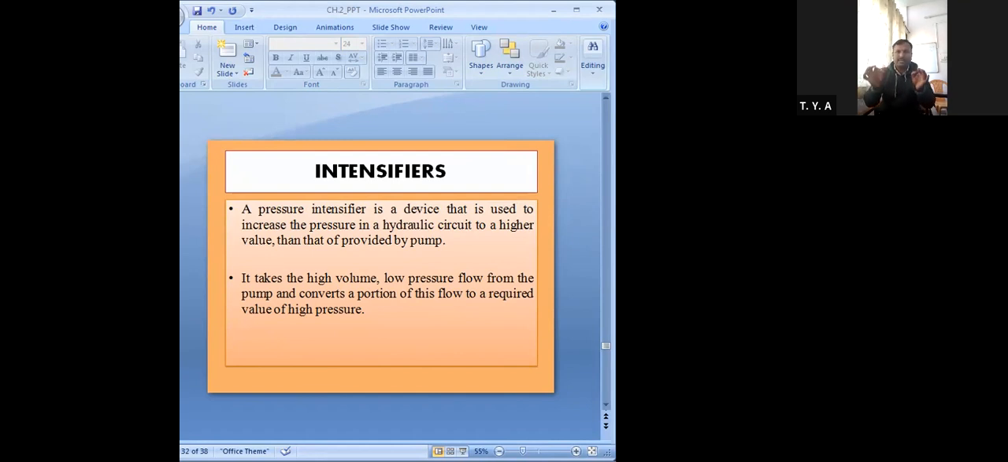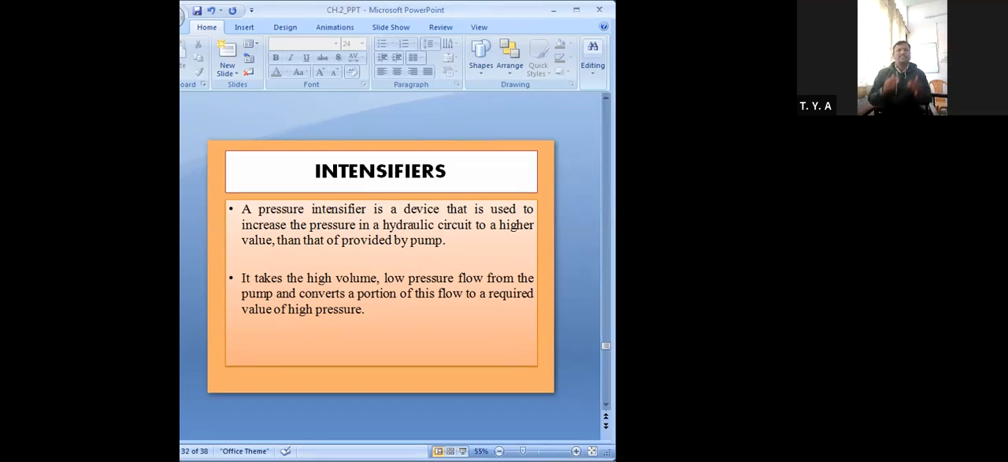Once again I am repeating, a hydraulic intensifier is a device which converts a large volume of low pressure fluid supplied by the pump into a proportionally small volume of high pressure fluid outlet. Small volume, high pressure fluid outlet. That device is called an intensifier.